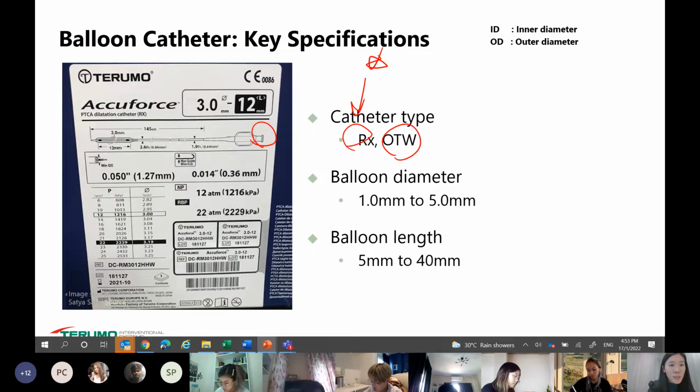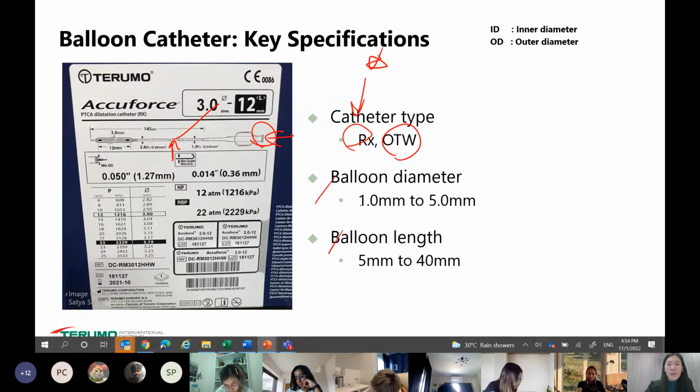Rapid exchange means that you can see here there's actually a dent. The wire will come out from here, the balloon will go in, and the balloon lumen is actually here. It will be expanded through here. It's a bit difficult to explain here; when you touch your device, you'll be able to appreciate it even more. Just note that most balloon catheters are rapid exchange. You rarely see an over the wire balloon catheter.